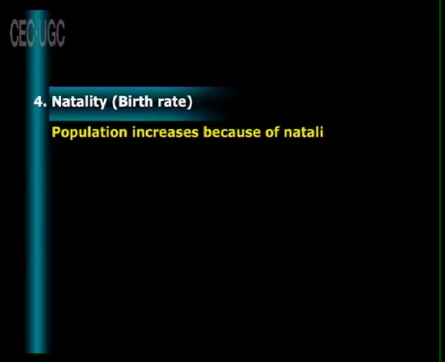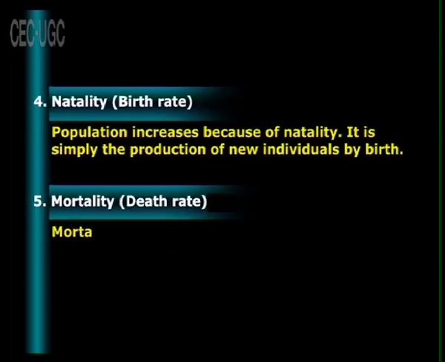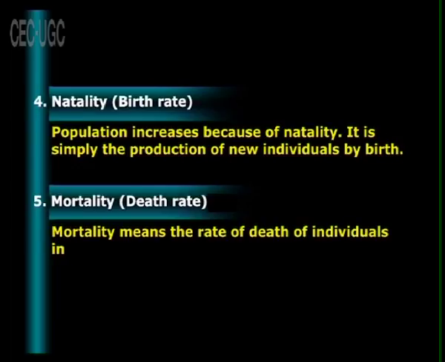Number 4, natality, that is birth rate. Population increases because of natality. It is simply the production of new individual by birth. Number 5, mortality, that is death rate. Mortality means the rate of death of individual in a population.